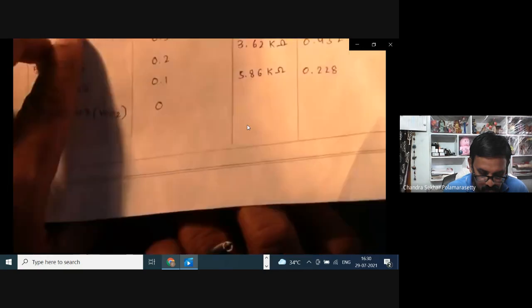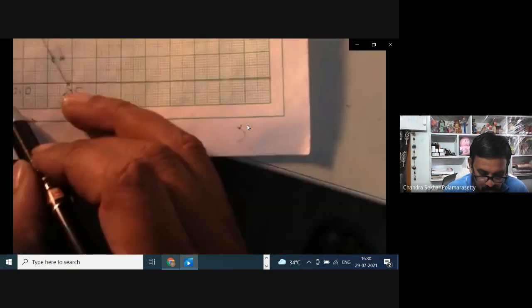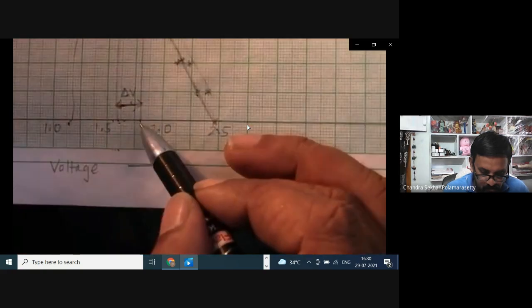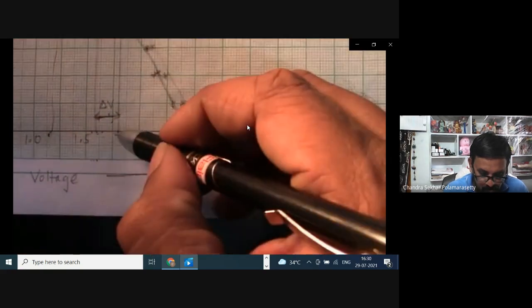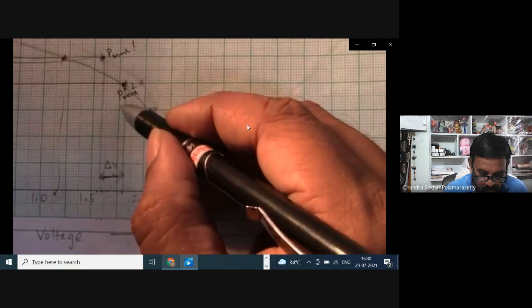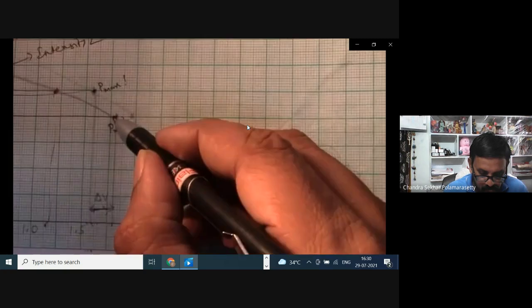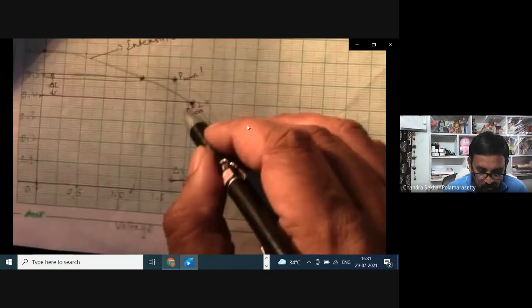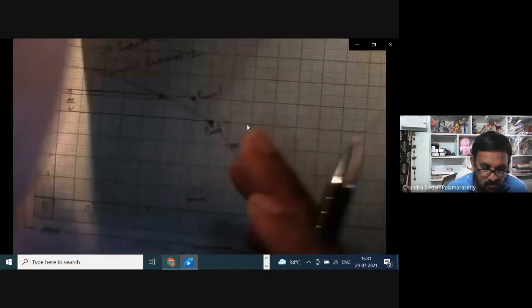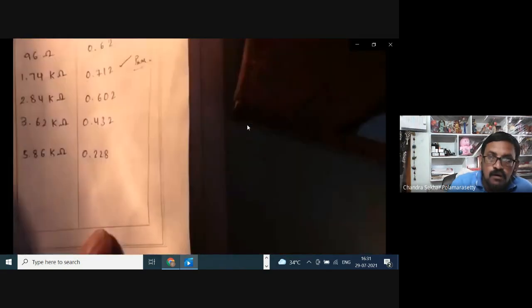Then how to draw the graph? So simple. At 0 volts, what is the current? For example, at 0 volts here, what is the current? 0.6 milliamperes. So at 0 volts, 0.6 milliamperes. Put a dot here. Okay.